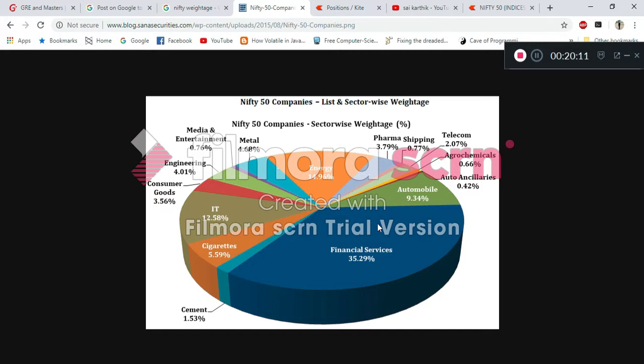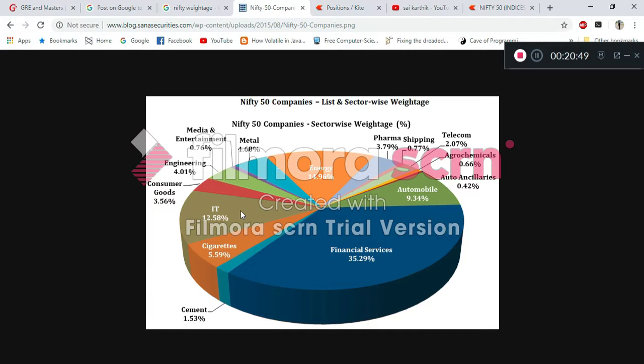One more important thing you need to know: how is each sector related to each other? When I say related, it's called correlation. Simply put, when one sector is up on a day, what does the other sector do? If you want to know the relationship, let's say between IT and financial services, if at all there is a relationship, what is it? Of course, it's always in general. Nothing is complete.